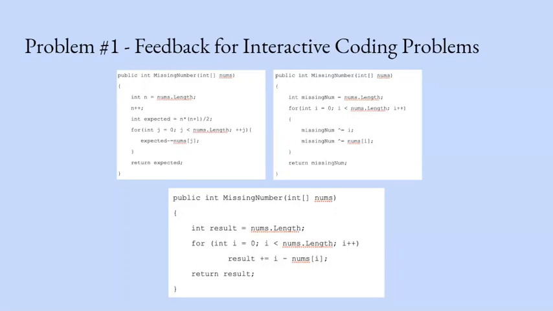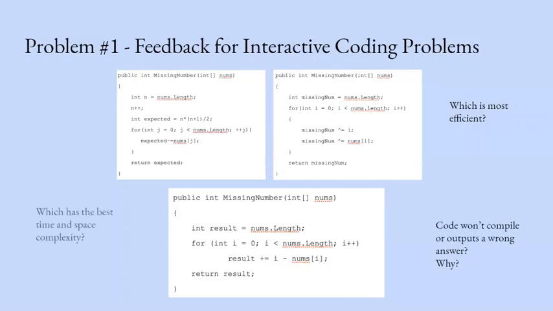So you can see that there are a multitude of different ways to approach this problem, and there's not necessarily one compact solution. However, which is most efficient? If a code won't compile or outputs a wrong answer, why is this happening? And which has the best time and space complexity? When you're writing solutions, you want to take these into account.